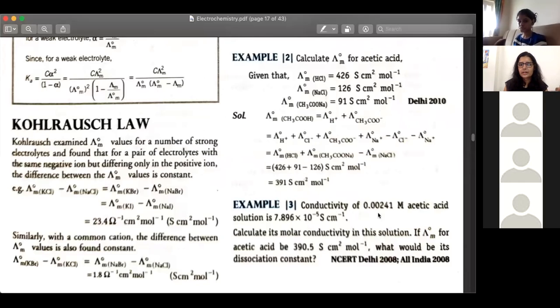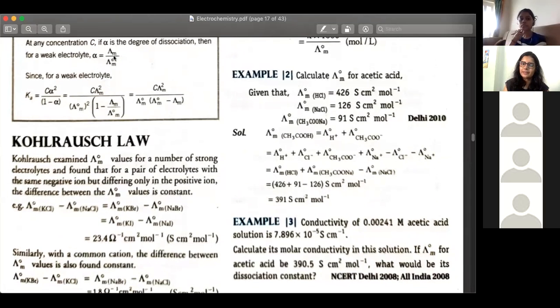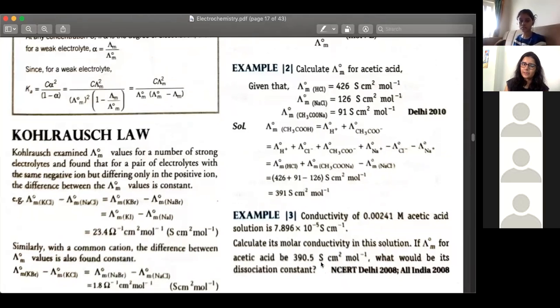Look at example 3. The conductivity of this much concentration of acetic acid is this much. Calculate the molar conductivity. This is pretty easy, you can do it directly. Now, if the limiting molar conductivity of acetic acid is this much, what would be its dissociation constant? Do you remember the relation between limiting molar conductivity and dissociation constant? The degree of dissociation alpha is lambda m by lambda m naught.